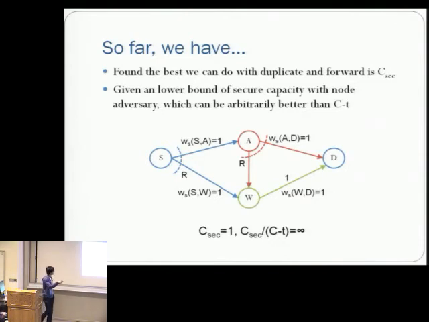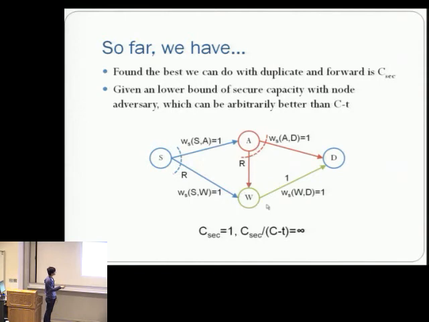So it gives a lower bound for the security with no adversaries, which can be arbitrarily better than the C minus T given by the linear network coding community. If we just consider the same example we have before, the solution to the linear program for this topology is that actually it should be R here. Every other one must be R. So it's just a simple duplication. You duplicate the packets at source, and then it just forwards that.